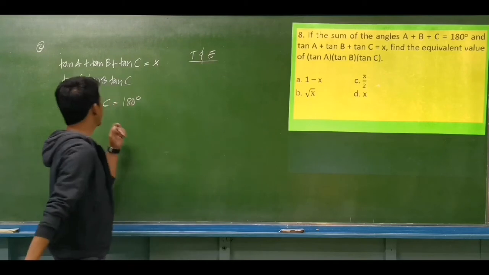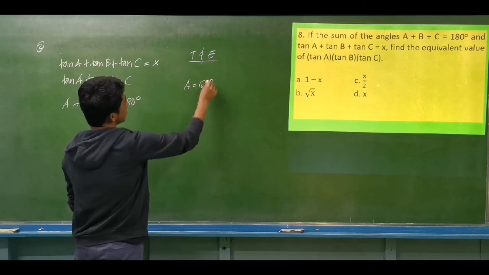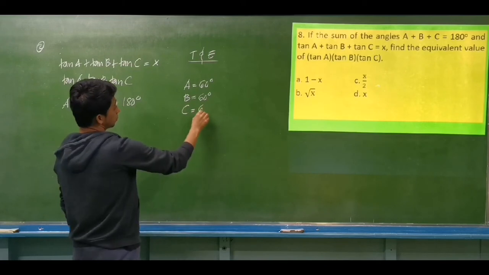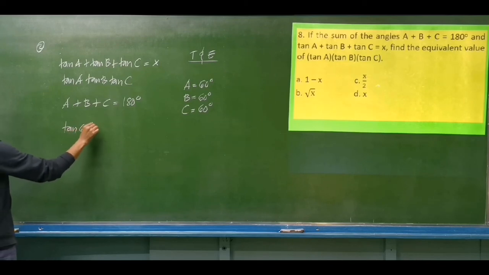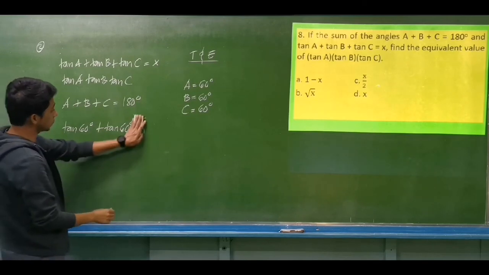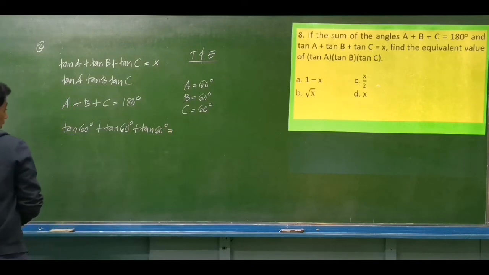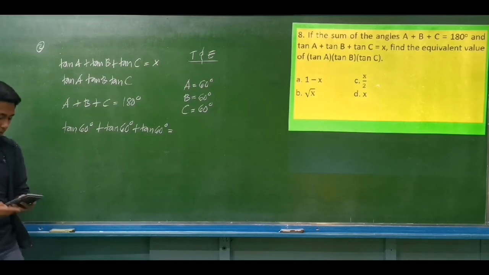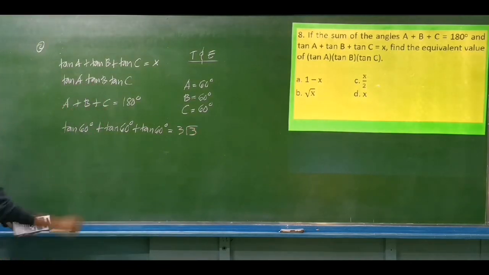okay, pwede tayong mag-assume ng value ng A, B, and C. So, pwede kong gawin, since para hindi na siya mahirapan, A is 60 degrees, B is equal to 60 degrees, at C is also equal to 60 degrees. So, substitute natin dito. So, magiging tangent of 60 plus tangent of 60 plus the tangent of 60. So, ano kayang magiging equivalent niyan? Kumbaga, 3 times tangent 60 lang yan. So, 3 times tangent 60 is equal to 3 square root of 3.